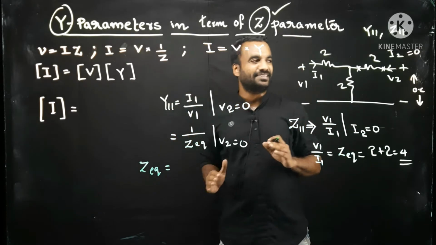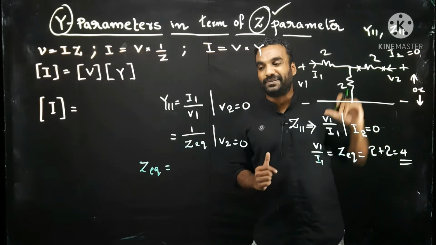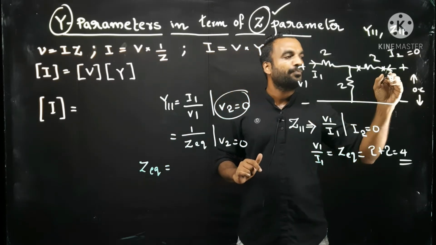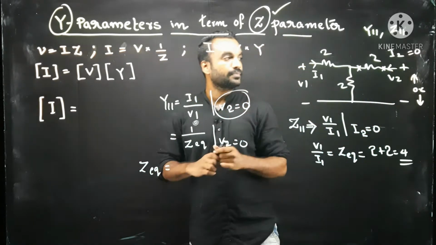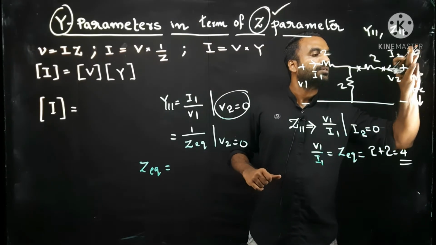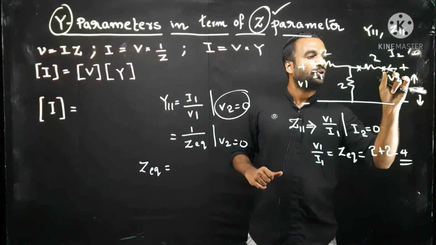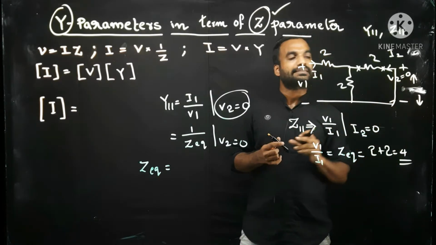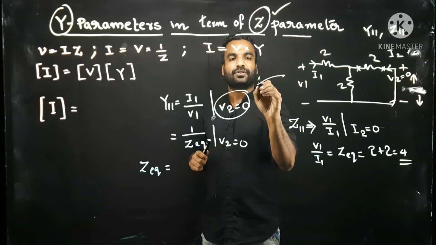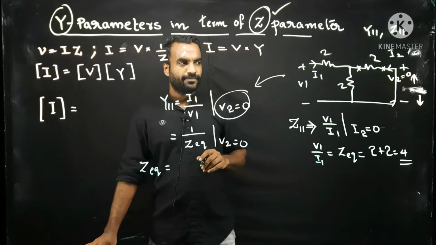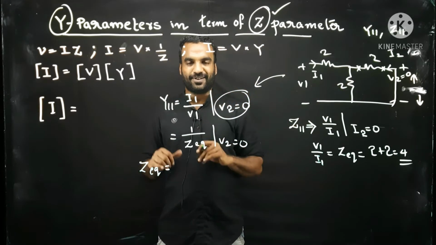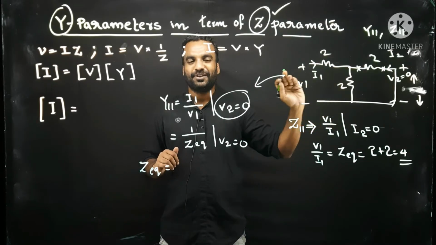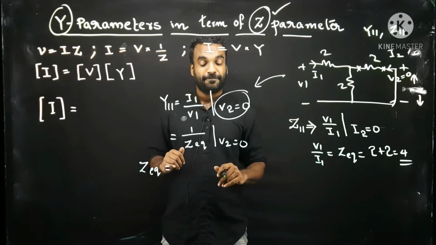But what is the difference? In the earlier case, this side was open circuit. But for this case, as V2 is equal to 0, you need to short circuit here. Then only V2 will become 0. I am drawing a new figure for this calculation. Please don't correct it in your paper, I will do it on the board. You please draw another figure like this.